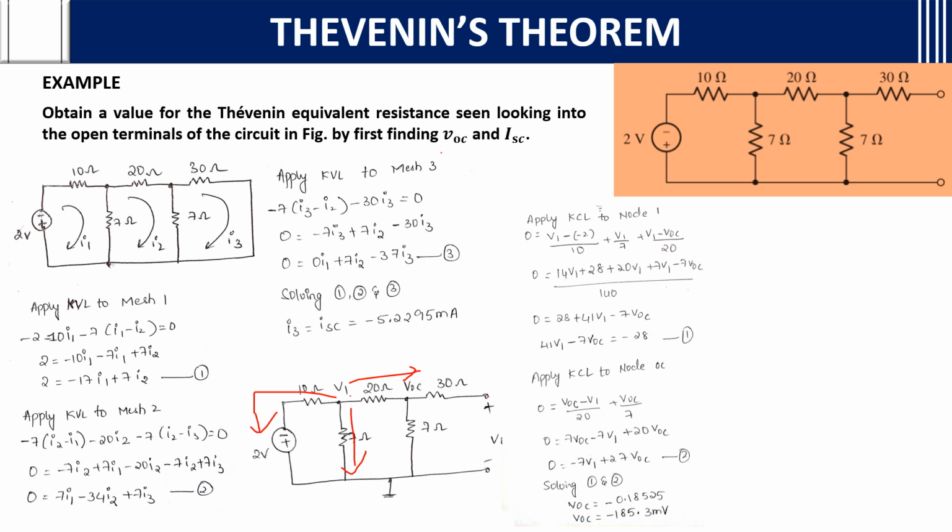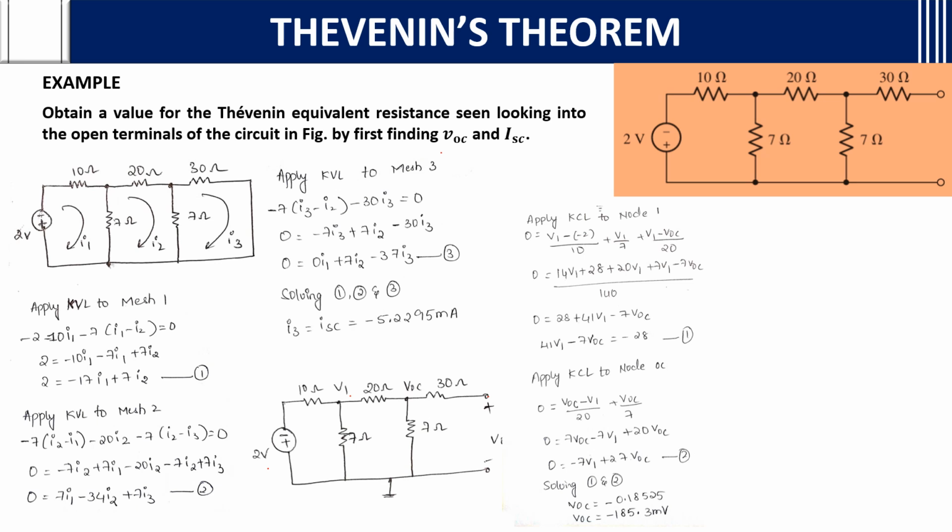V1 minus of minus 2. Why? Because if it is plus minus, it is V1 minus 2. As it is V1, if it is minus 2 volts, as the sign is minus and plus, V1 minus of minus, that is V1 plus 2 by 10, then V1 by 7, then V1 minus VOC by 20. After rearranging the equations and calculating, you will get 41 V1 minus 7 VOC is equal to minus 28.